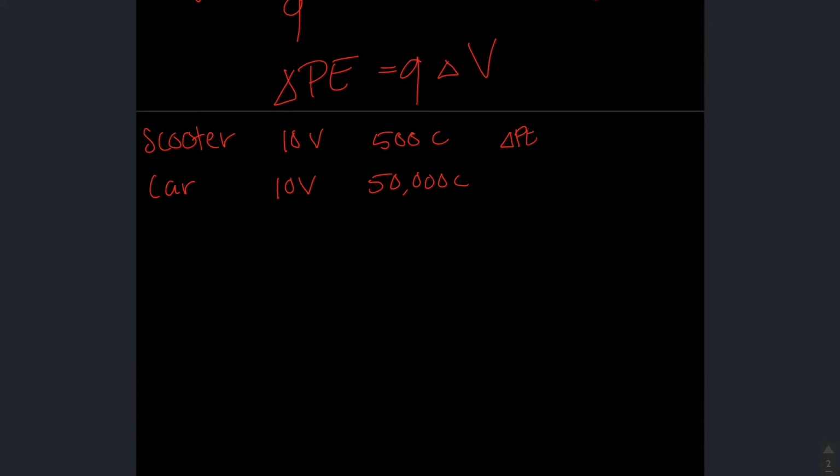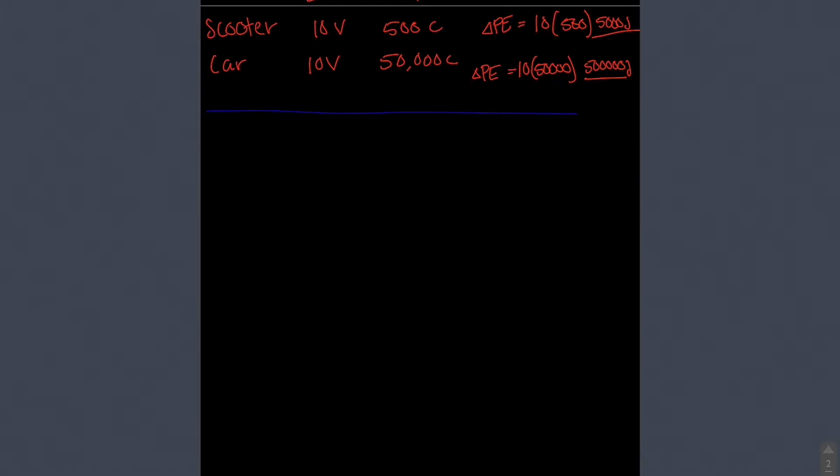So, change in potential energy is equal to 500 coulombs times 10, and you'd get 5,000 joules of energy. But change in potential energy for the car would be 10 times 50,000, which would get you 500,000 joules of energy, which is a lot higher potential energy.